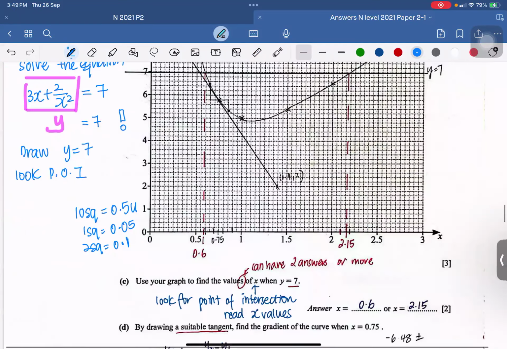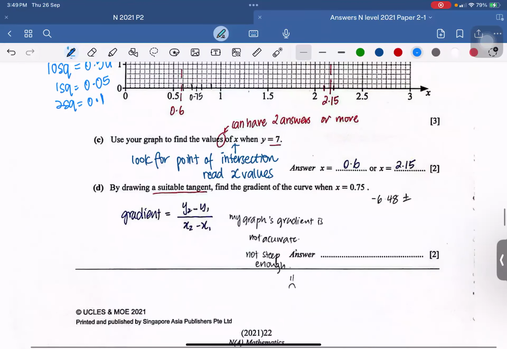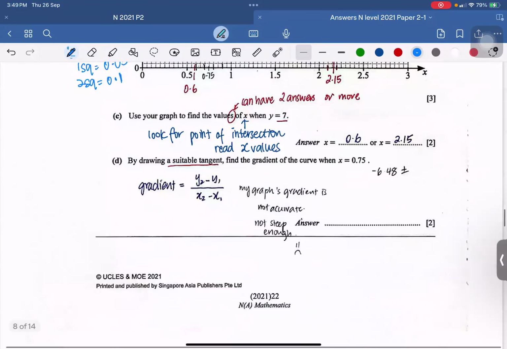And that's all for the graph. So you see, doable, can do. Okay, make sure you do.